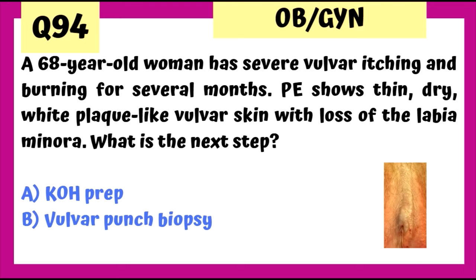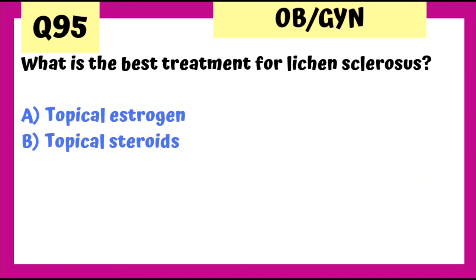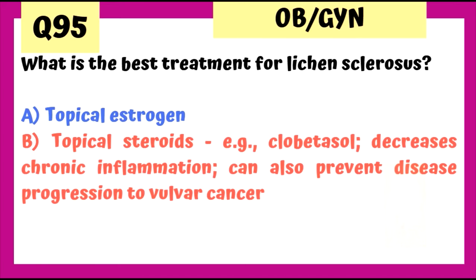Exam shows thin, dry, white plaque-like vulvar skin with loss of the labia minora. So this is vulvar lichen sclerosus, and we want to do a punch biopsy to confirm the diagnosis and to rule out vulvar cancer. What's the best treatment for lichen sclerosus? That's steroids. So for example, clobetasol, which decreases chronic inflammation and can also prevent disease progression to vulvar cancer.